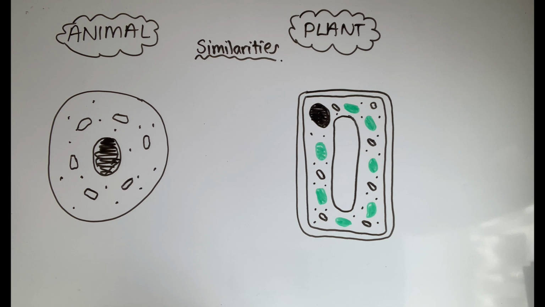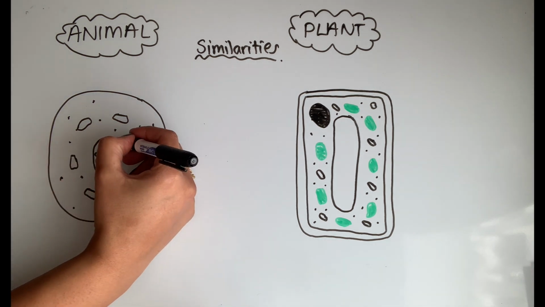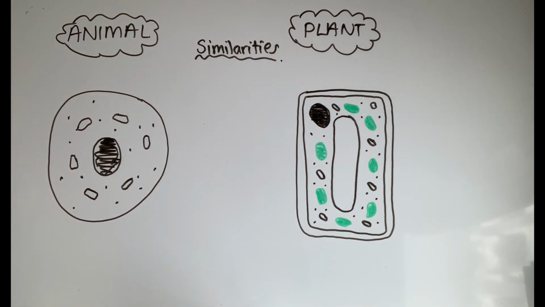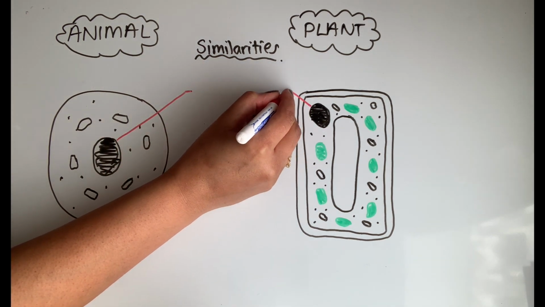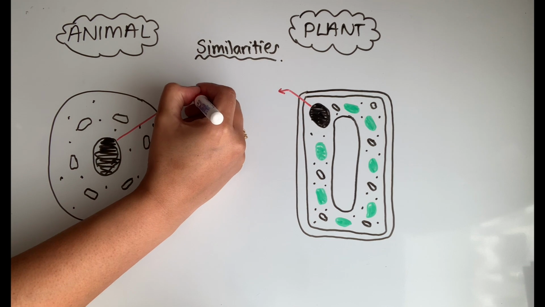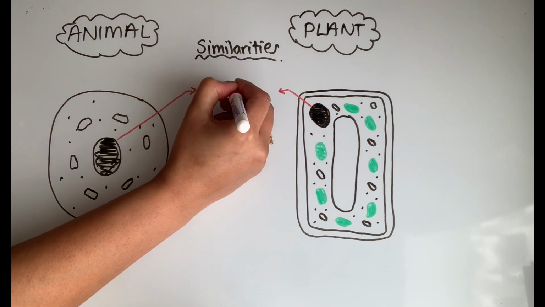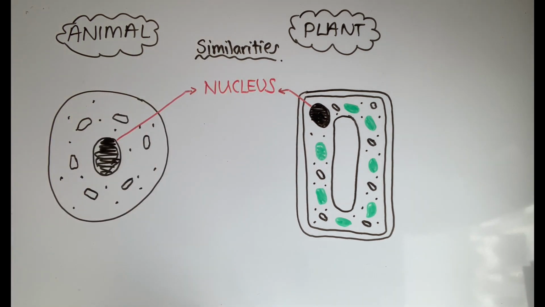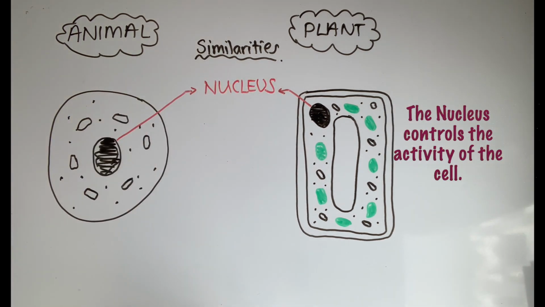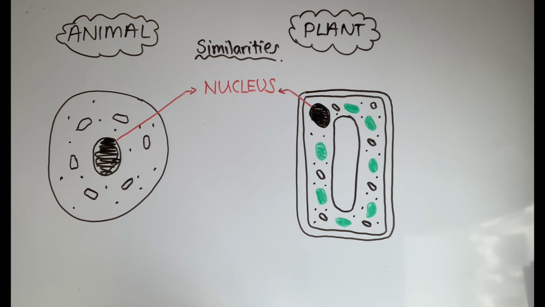Now, the first thing that both an animal and a plant cell have is this extremely important part here that we've done as being coloured in. Let's do this in a different colour. There we go. And that part there is the nucleus. The nucleus is incredibly important because it controls the genetic material and the activity of the cell.